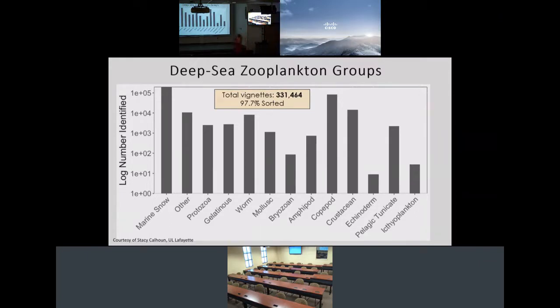Now, because zooscan exists, the image analysis and the image sorting is actually not done by machine learning, which I'll talk a little bit about later. This is all sorted manually. So to date, we've sorted, either Melinda Suter or students in my lab, over 300,000 different individual vignettes, so sorting plankton, and we see a distribution of the different kind of functional groups here.